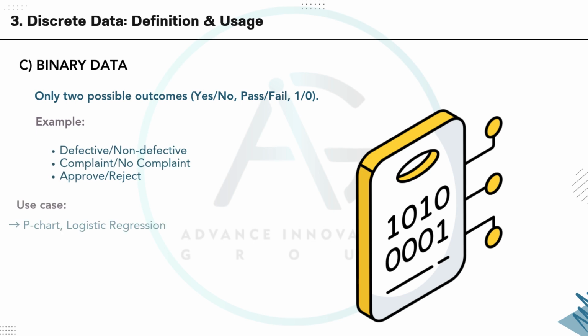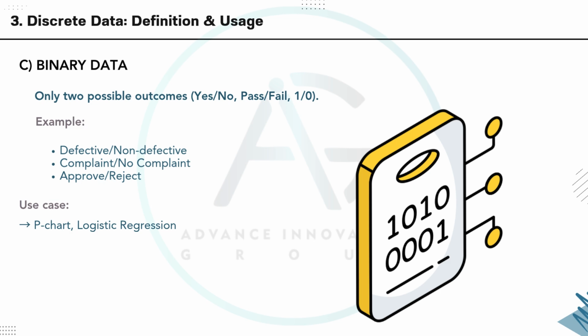Now let's look at the third type of discrete data. C. Binary data. This type is the simplest form of discrete data. It has only 2 possible outcomes. Think of it as yes or no, pass or fail, or 1 and 0. These binary outcomes are extremely common in decision-making and classification problems.